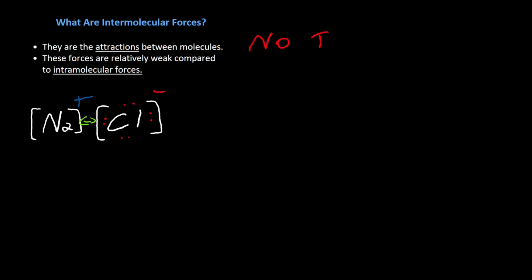For ionic compounds, there's a metal and a nonmetal involved. The metal gives its electron to the nonmetal, creating ions. And the reason that they are attracted together is because of their strong electrostatic attractions. But today, we're only talking about intermolecular forces. And ionic compounds are not molecules. So there are no ionic compounds involved in intermolecular forces.